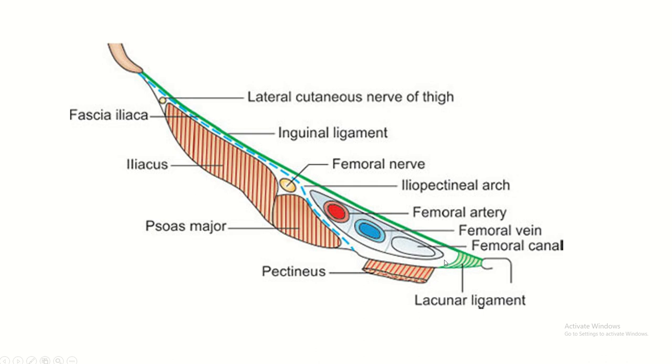From medial to lateral, at first the femoral canal, then the femoral vein, femoral artery, and femoral nerve, and the lateral cutaneous nerve of the thigh near the anterior superior iliac spine. And three muscles pass from lateral to medial: iliacus, psoas major, and pectineus muscle.